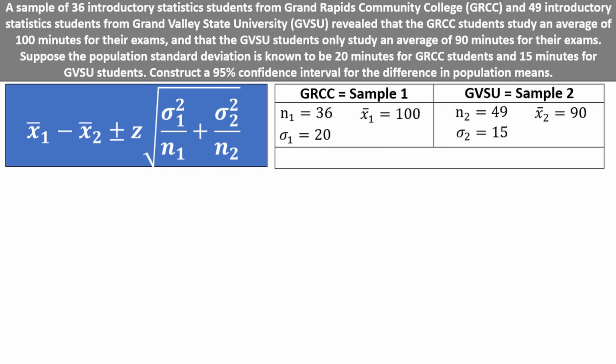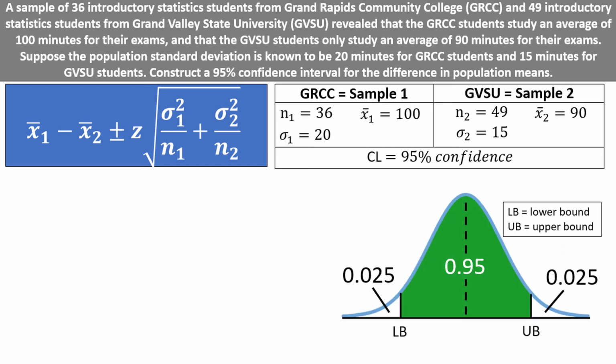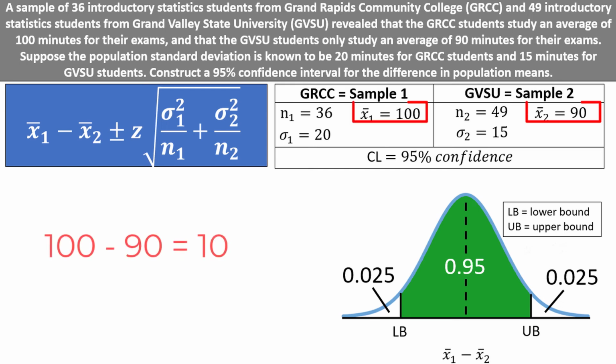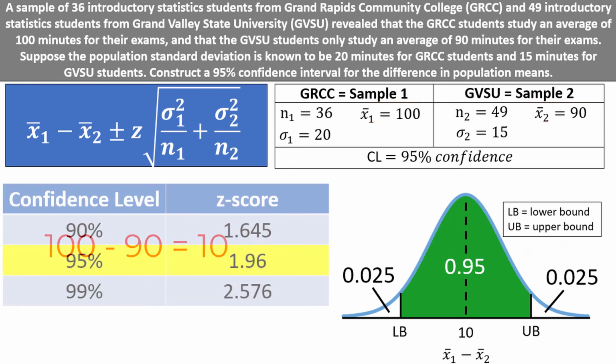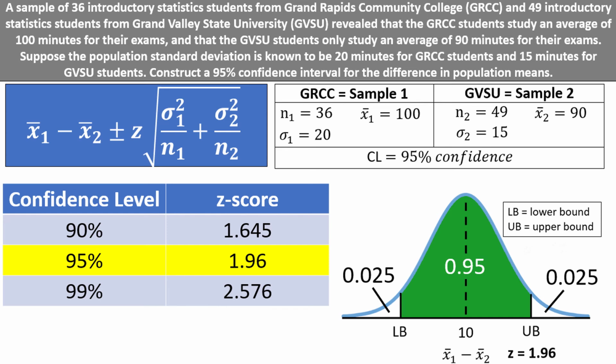Notice also that the sample sizes are both at least 30, so the central limit theorem tells us we can assume an approximately normal distribution, which is required. The confidence level is 95%, so our picture looks like this, with 95% of the probability in the middle and 2.5% of the probability in each of the two tails. The point estimate of x bar 1 minus x bar 2 is in the middle, which is 100 minus 90, or 10. We also know that the z-score corresponding to a 95% confidence level is 1.96 from my handy table.